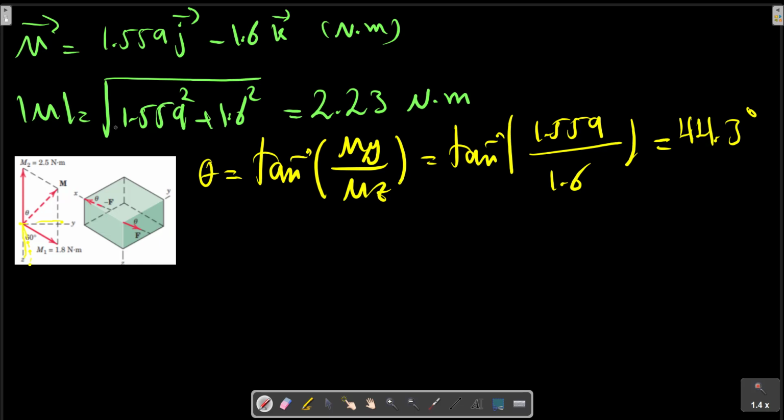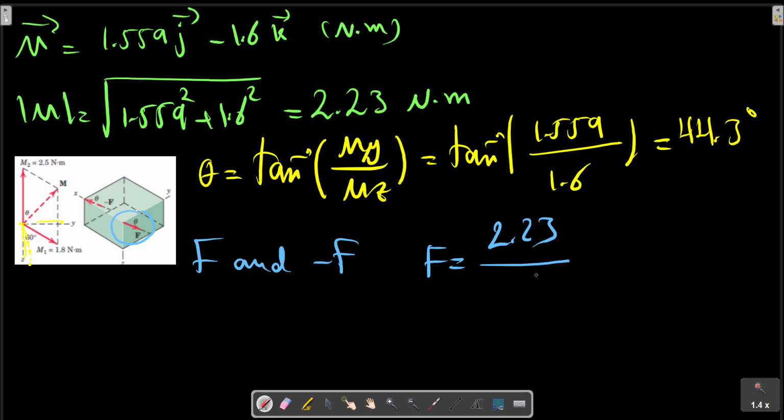For the forces F and minus F, applied to the block in the plane shown here, F equals the magnitude of the moment on the side of the block.